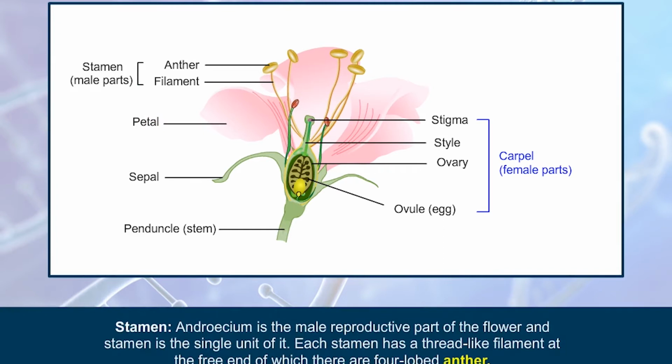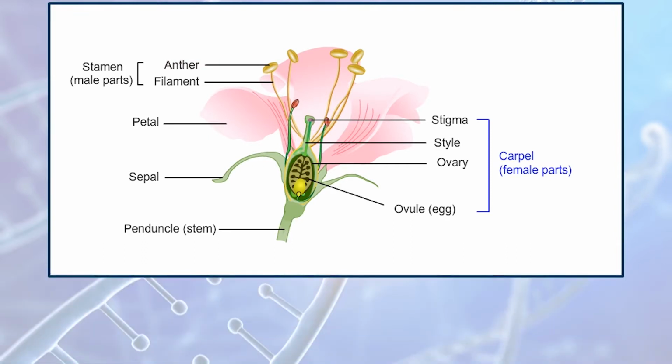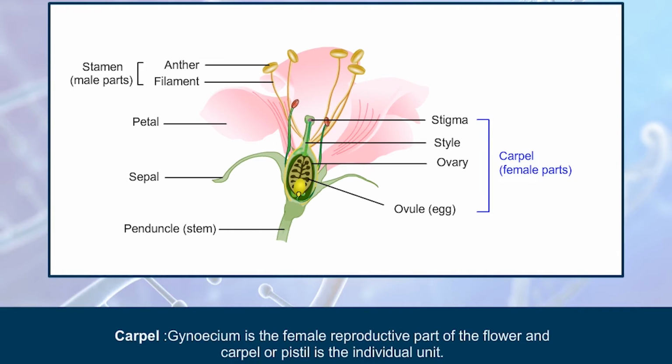Stamen. Androecium is the male reproductive part of the flower and stamen is the single unit of it. Each stamen has a thread-like filament at the free end of which there is a four-lobed anther. Carpel. Gynoecium is the female reproductive part of the flower and carpel or pistil is the individual unit.